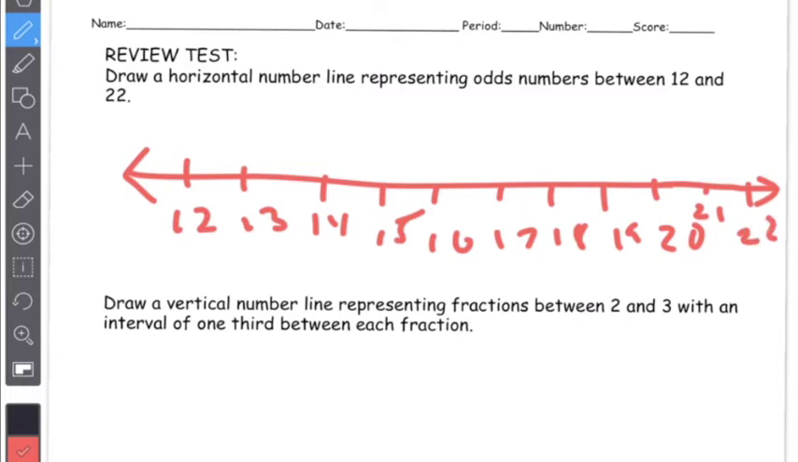Okay, so it says between 12 and 22, so I need 12 and 22 there, but it only says odds. So now I'm going to color in all the ones that are odd. 13's odd, 15's odd, 17's odd, 19's odd, and 21 is odd. For the rest of them, you just leave them as the little hash marks.